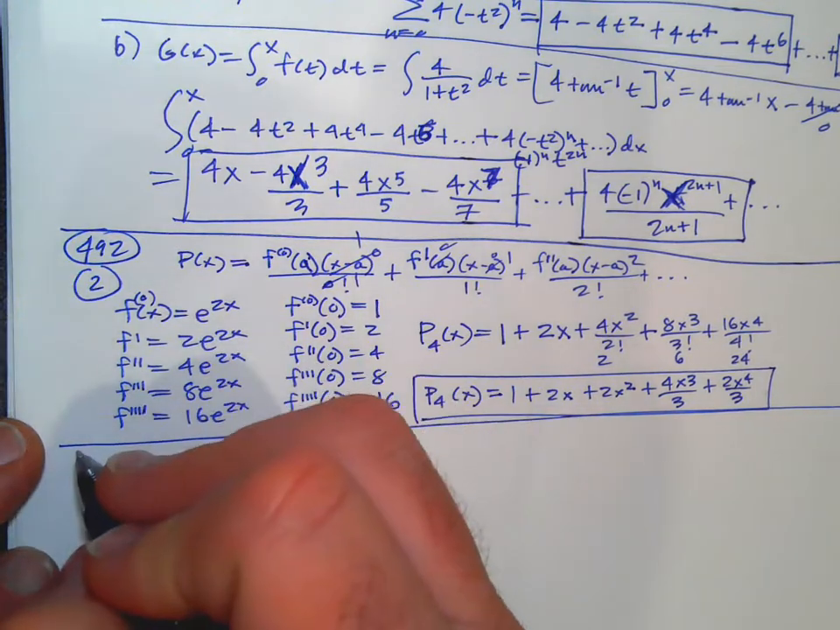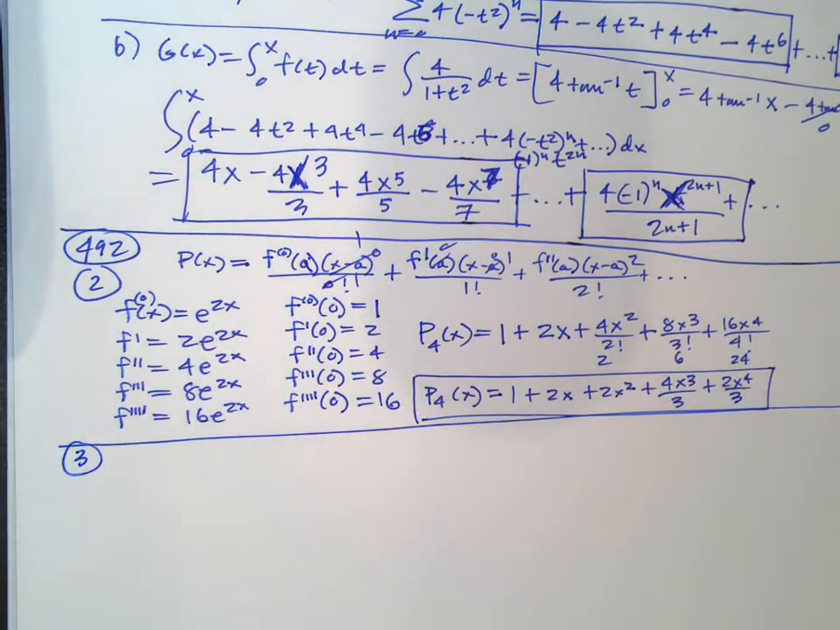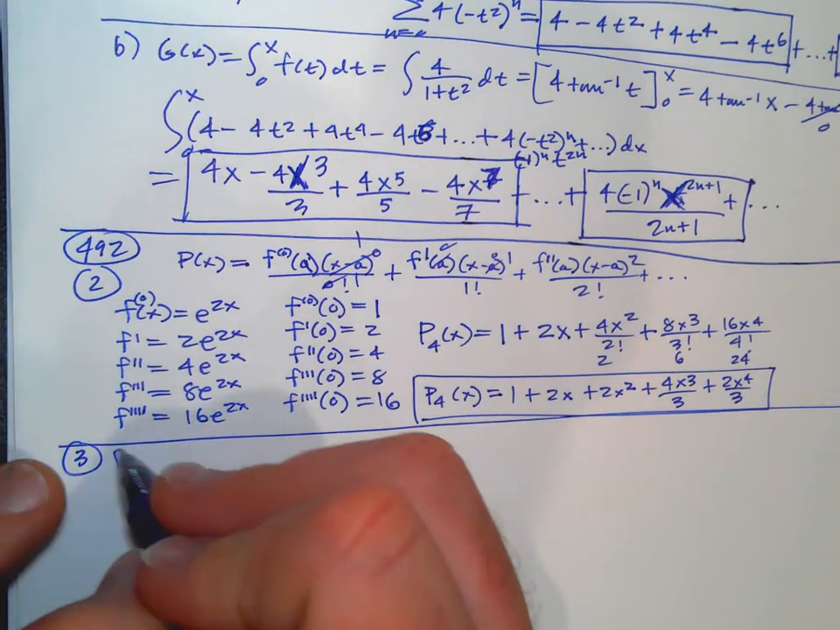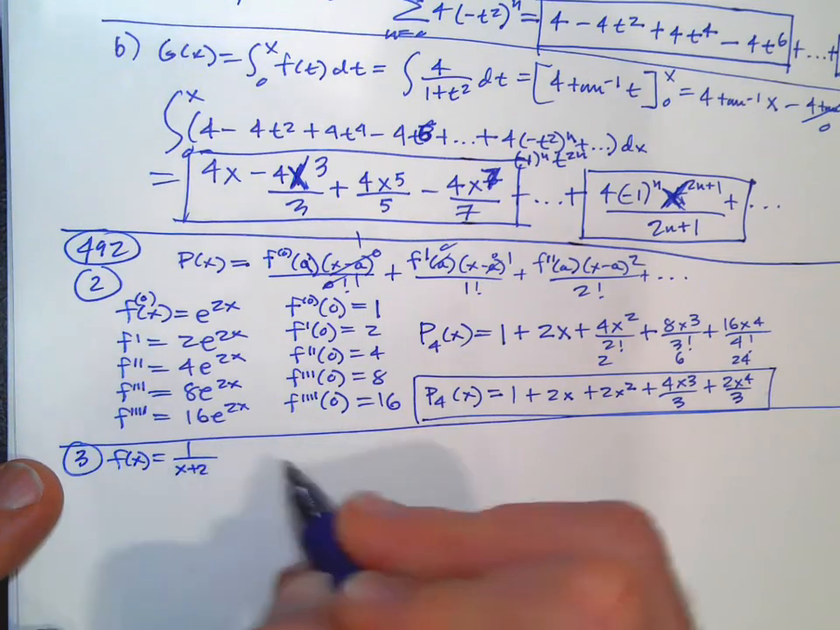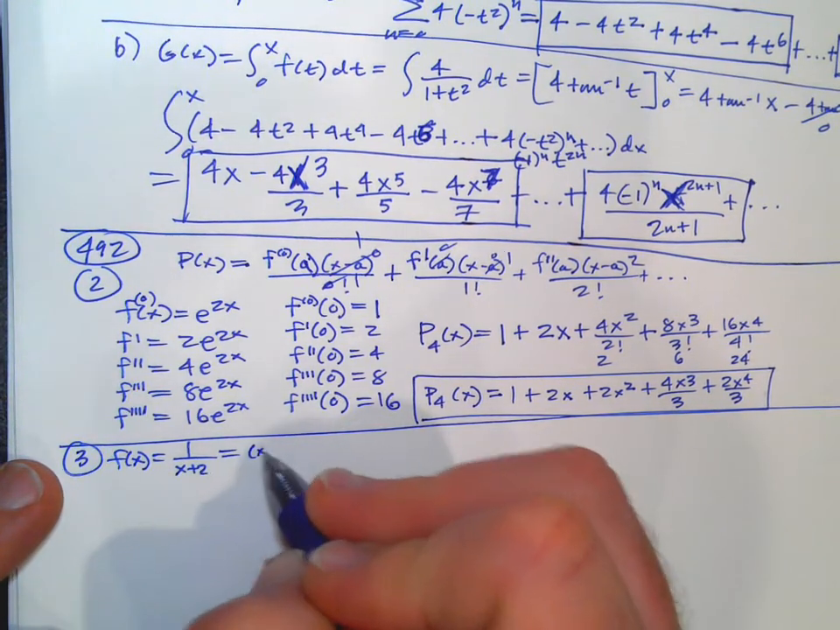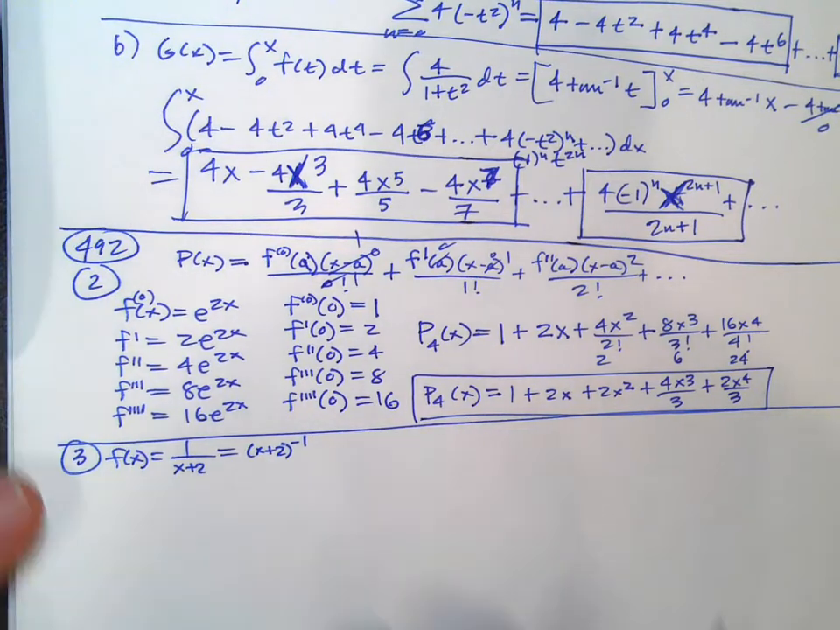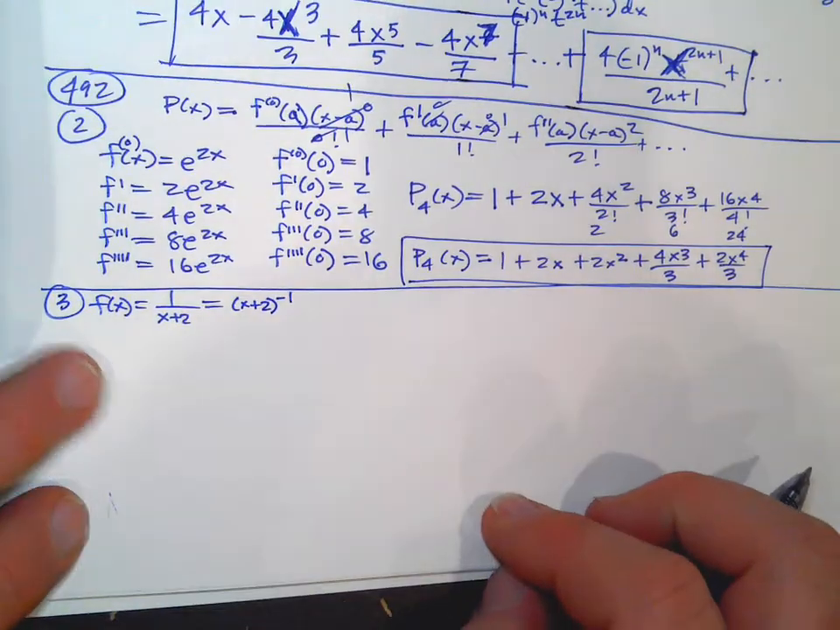Number 3 says construct the fifth order Taylor polynomial. Fifth order. And this is the function that we have. This one's going to be a little tougher. Now, what you could do is think of this as x plus 2 to the negative 1, so you don't have to do a quotient rule. I recommend that.